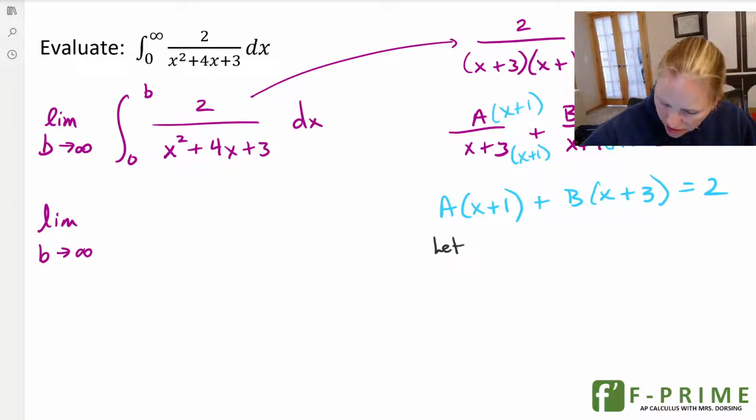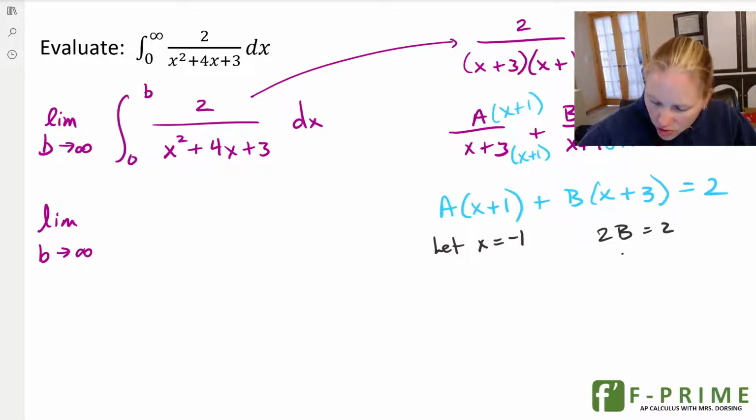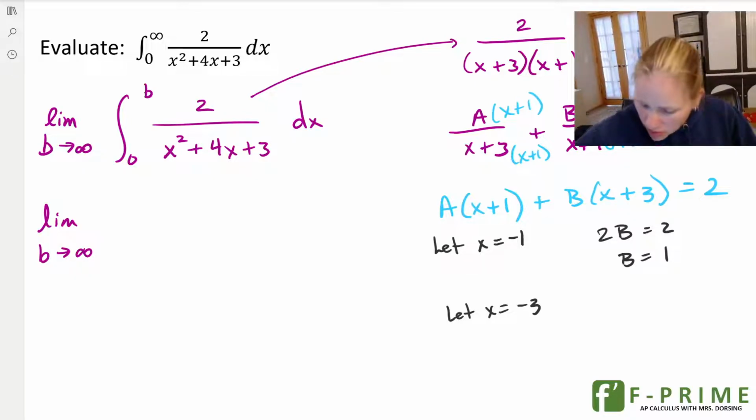I'm going to say let x equal negative 1. That gives me a 0 for the a term. I get 2b equals 2, so b must be 1. And then I say let x equal negative 3. That cancels out the b term. And I get negative 2a equals 2, so a must be negative 1.